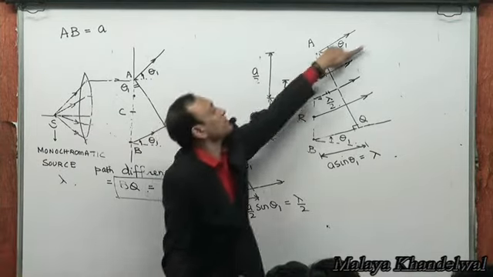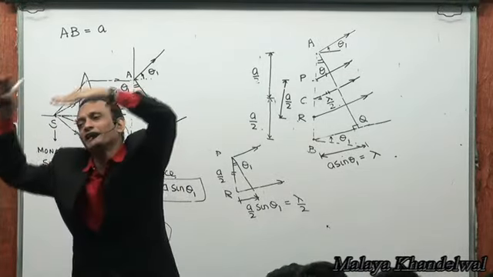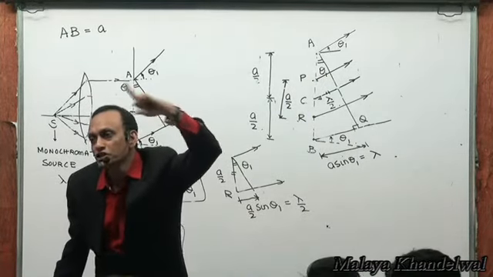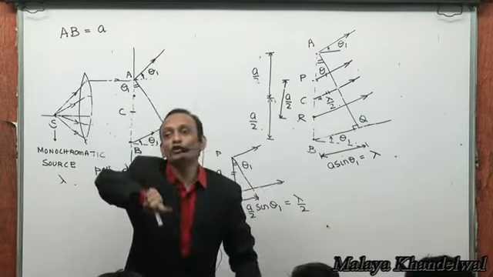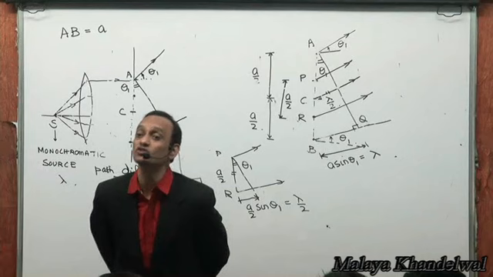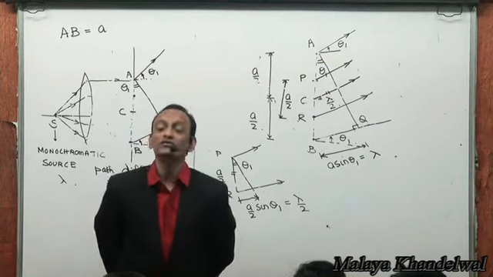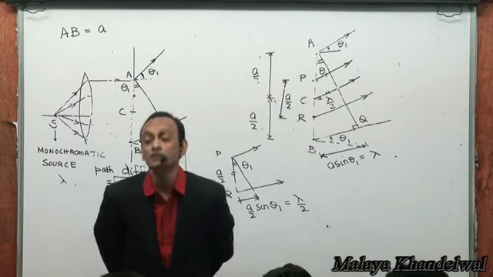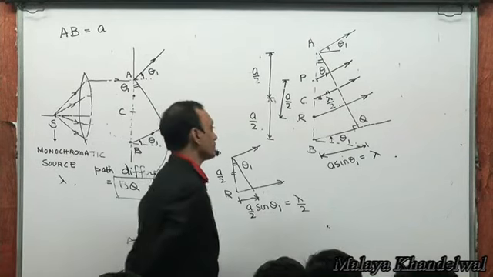So rays starting from P and R diffracted at an angle theta 1, where PR is a by 2, would have a phase difference pi, and therefore the rays from P and R would interfere destructively on the screen, yes or no? These rays would interfere destructively on the screen, and if they interfere destructively on the screen, what will they produce? They'll produce what is referred to as a secondary first minima.